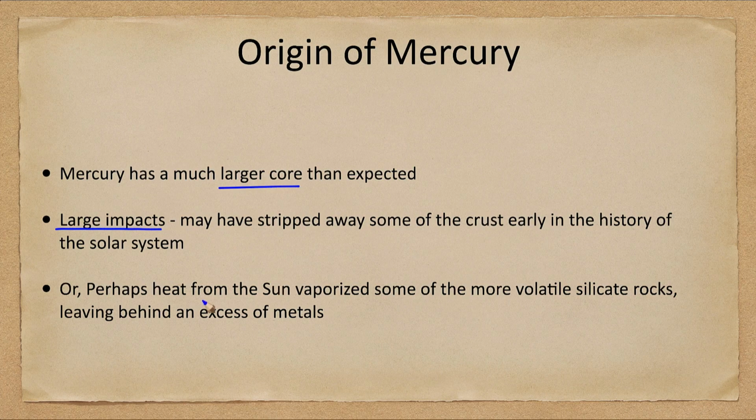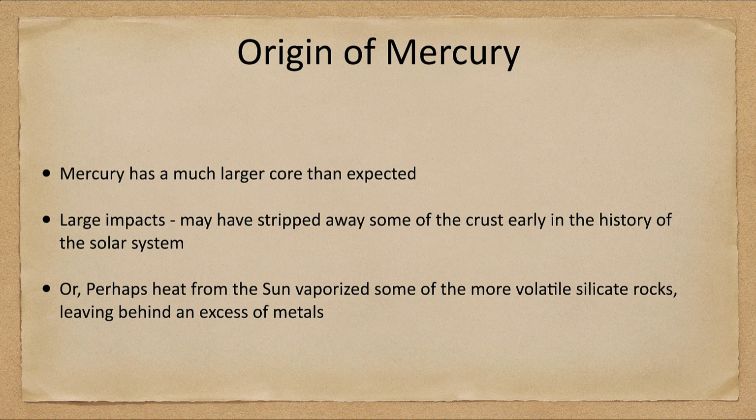Or maybe excess heat from the sun vaporized some of those more volatile rocks. Remember, rocks do not have the same melting point. So some of them that were more easily vaporized, these silicate rocks, could have been vaporized, leaving behind an excess of metals. Good questions, and things we still study to understand how Mercury actually formed.